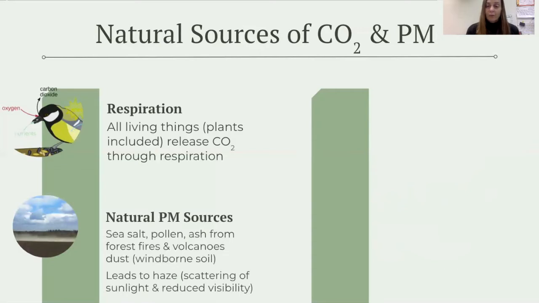We have natural particulate matter sources. These would be things like sea salt, pollen, ash from forest fires and volcanoes, dust or soil that's been picked up by the wind. All particulate matter pollution creates haze. It reduces visibility, it reduces the penetration of sunlight, and so it affects photosynthesis as well as human beings.